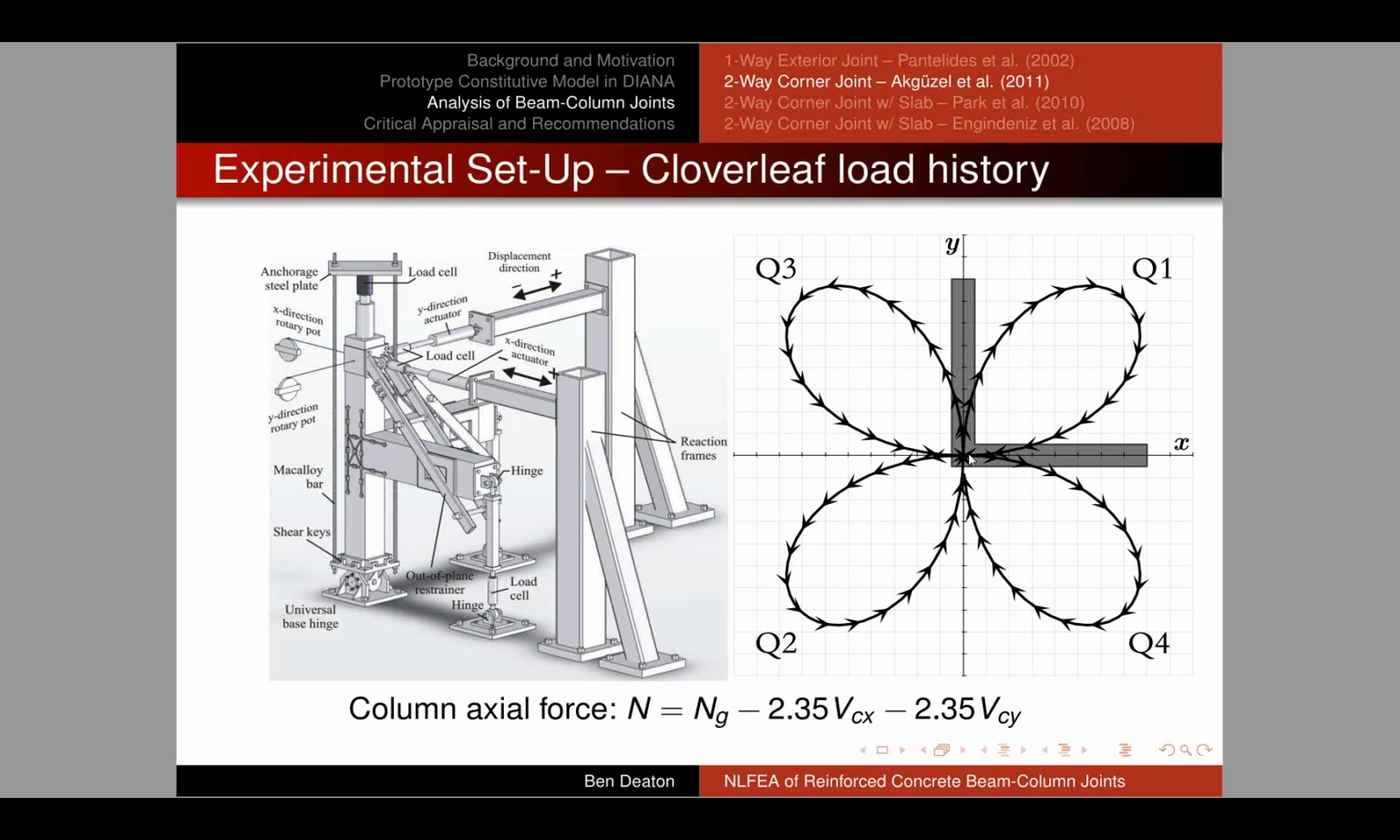So when the building is out in quadrant 1, that could be thought of as like an overturning effect in this direction. The column axial force is decreased, and then when we're in quadrant 2, the column axial force increases. So this is looking at a very interesting interaction between the column axial force that's then therefore applied to the joint with the lateral force history.